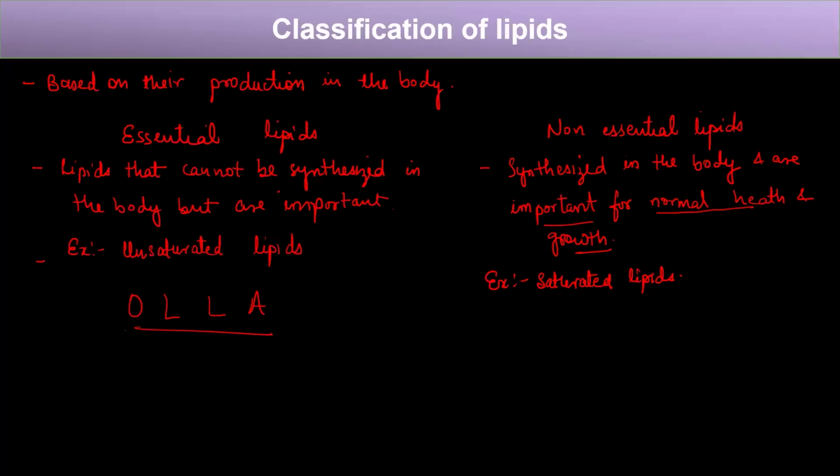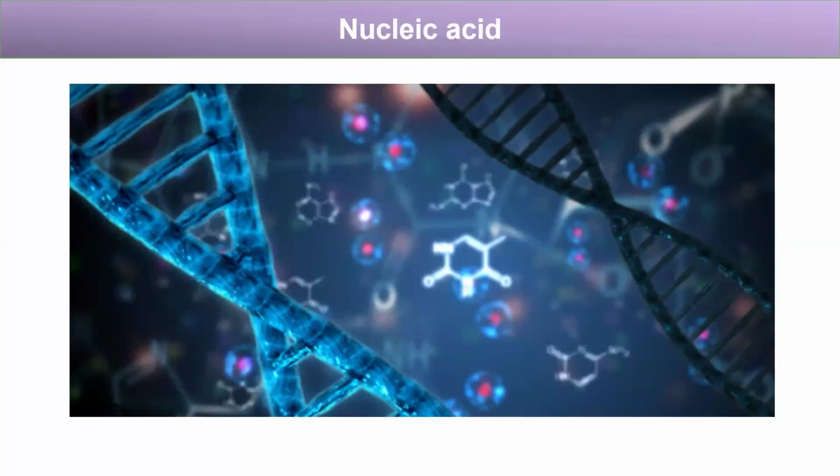So this is about the classification of lipids. We classify the lipids on two bases. One, on the basis of the structure of their components, that is simple, conjugated, and derived. And the second, on the basis of their production in the body. So with this, we have completed another biomolecule, that is lipid. Now we are left with the last biomolecule, that is called nucleic acid. So now we'll study about the nucleic acid.